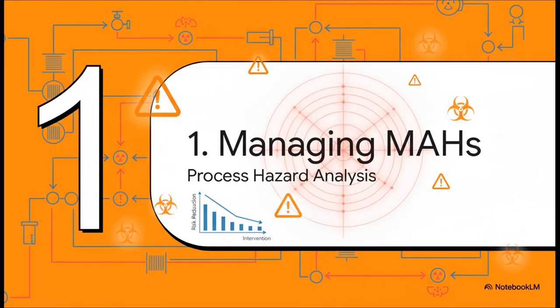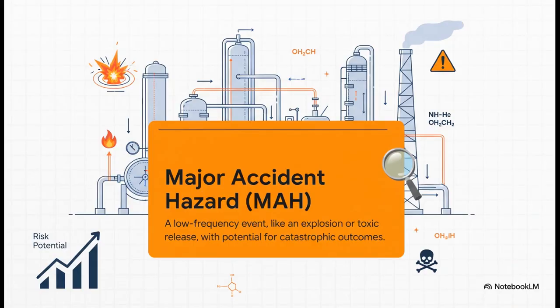Okay, so first things first, we have to talk about managing major accident hazards. Before we can even begin to compare the tools, we really need to understand the environment we're in and the fundamental problem these tools are built to solve, which is managing the risk of a catastrophe. Look, in the hydrocarbon sector, we're operating at insane pressures and temperatures, with huge inventories of highly volatile materials. That combination creates a very high consequence risk profile.